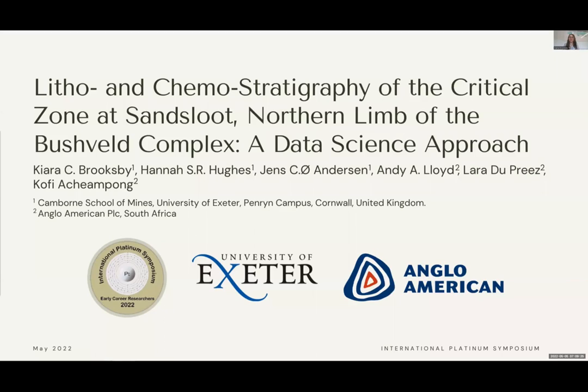So, hello and welcome to my presentation on the Litho and Chemo-Stratigraphy at the critical zone at Sandsloot, the northern limb of the Bushveld Complex: a data science approach.